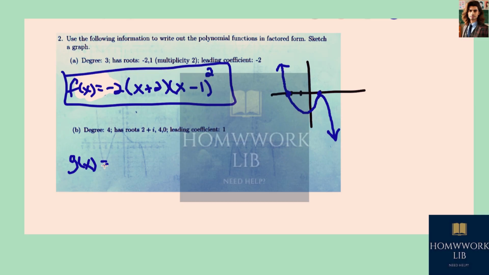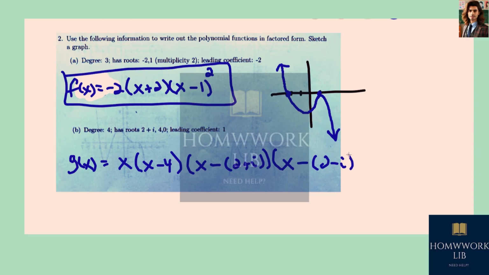Degree 4 in factored form would be a root of 0. A root of 4 would have a factor of x minus 4. A root of 2 plus i would be x minus 2 plus i. And imaginary roots have to come in conjugate pairs, so x minus 2 minus i.